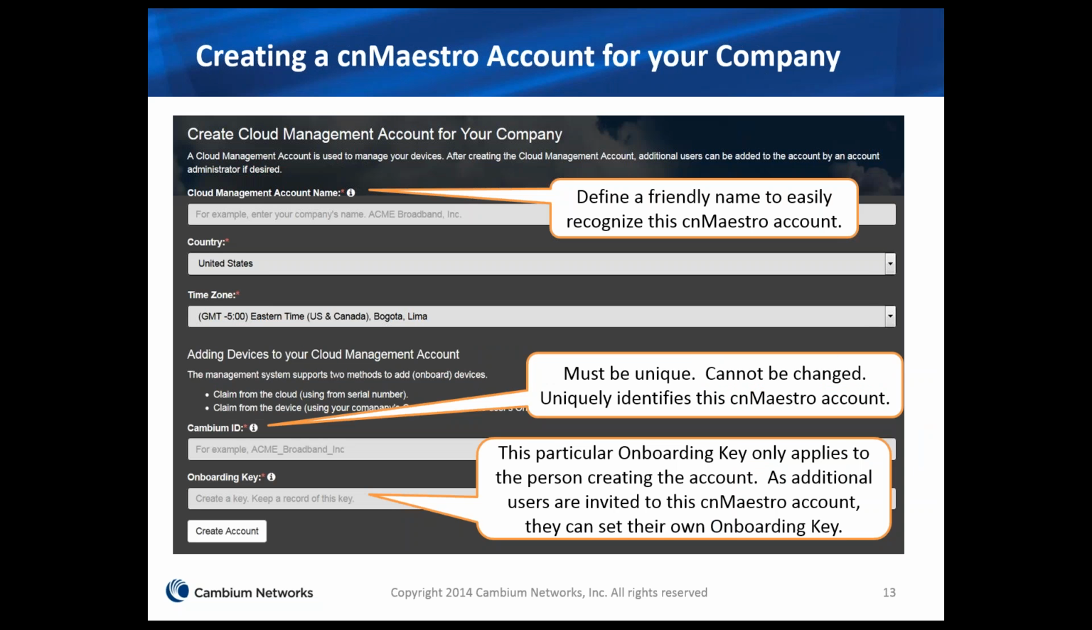At that point, you would be led to this page where you fill in these 5 fields to create your account. The top field, again, is just a friendly name. This is something that you might use to identify this account. It might just be your business name. The second from the bottom is called the Cambium ID, and again, this one must be unique, and once you set it, it cannot be changed, and it is used to uniquely identify your company's cnMaestro account for Cambium.